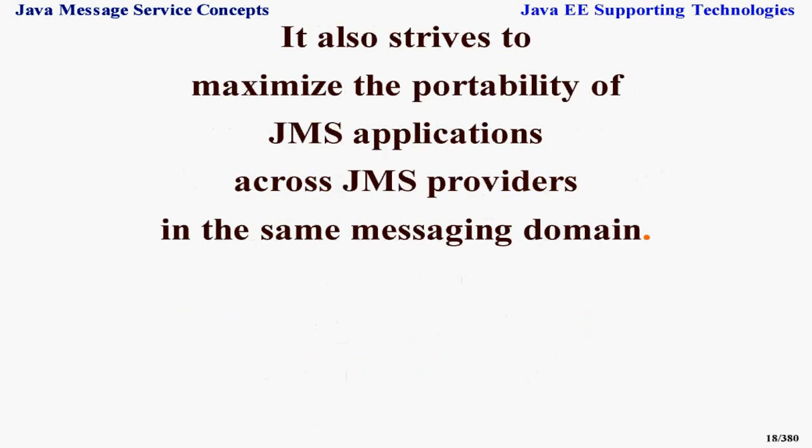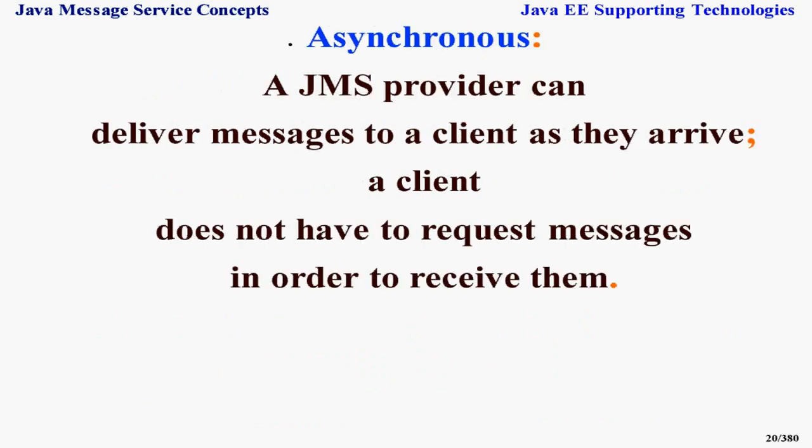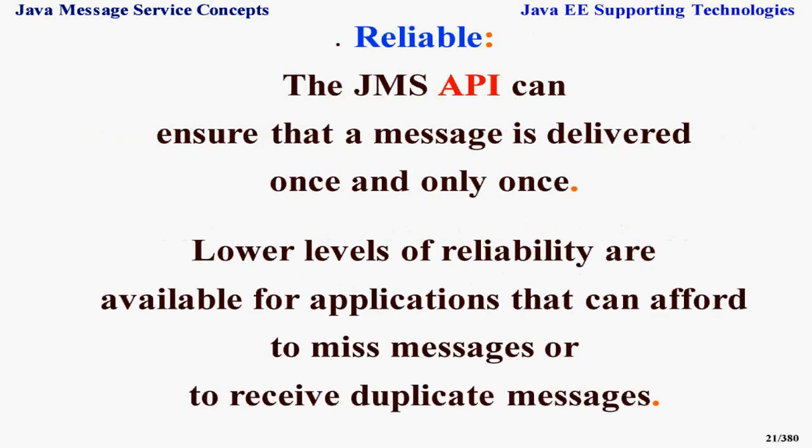It also strives to maximize the portability of JMS applications across JMS providers in the same messaging domain. The JMS API enables communication that is not only loosely coupled but also asynchronous. A JMS provider can deliver messages to a client as they arrive. A client does not have to request messages in order to receive them. Reliable: the JMS API can ensure that a message is delivered once and only once. Lower levels of reliability are available for applications that can afford to miss messages or to receive duplicate messages.